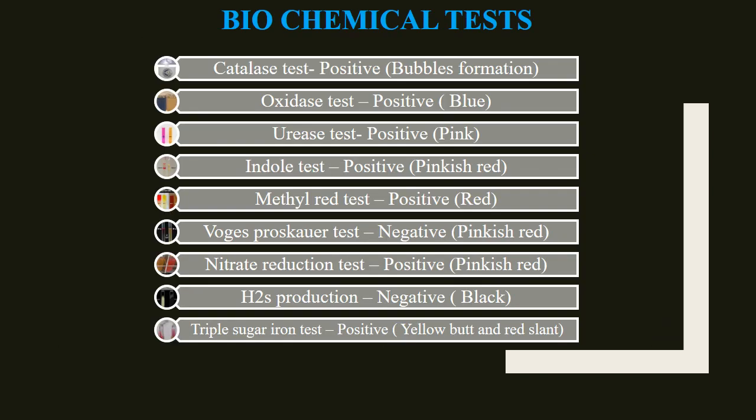Biochemical tests. Catalase test, positive, shows bubble formation. Oxidase test, positive, shows blue color formation. Urease test, positive, pink color formation. Indole test, positive, pinkish red formation. Methyl red test, positive and shows red color. Voges-Proskauer test, negative and shows pinkish red color. Nitrate reduction test is positive and shows pinkish red color. H2S production is negative and exhibits black color formation. Triple sugar iron test is positive and shows yellow butt and red slant.